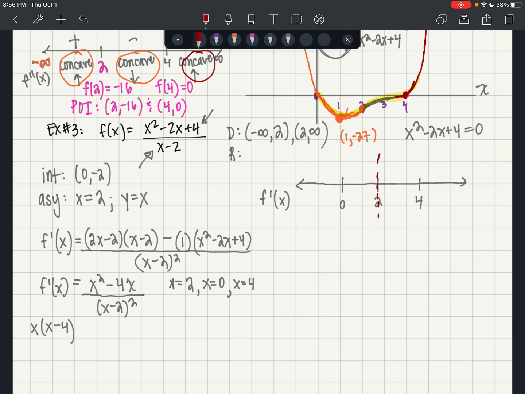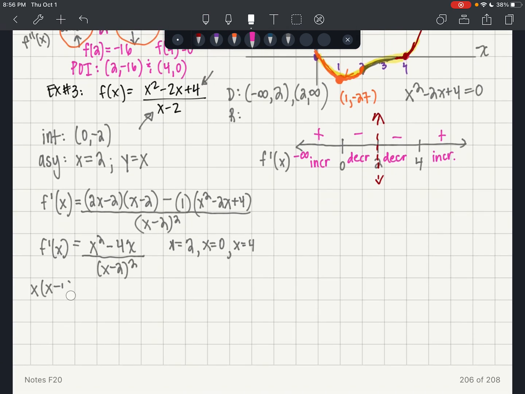Okay, the first thing is when x equals 2, you have a vertical asymptote. So I'm just going to put a dashed line representing a vertical asymptote. Second thing is from negative infinity to 0, I got that the graph was increasing. From 0 to 2, decreasing. From 2 to 4, decreasing. And from 4 to infinity, increasing.